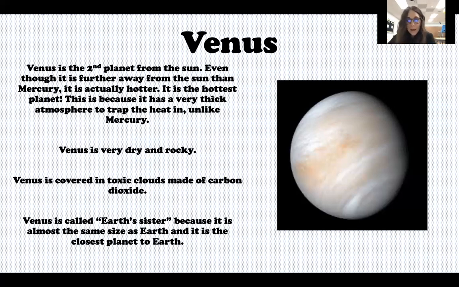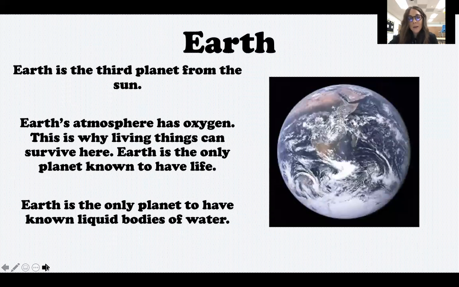All right, so to recap about Venus, important things: second planet from the sun, hottest planet, very dry and rocky, toxic clouds made of carbon dioxide, and Earth's sister because they are similar in size, and it's the closest planet to Earth. Then we come to Earth, our home planet.